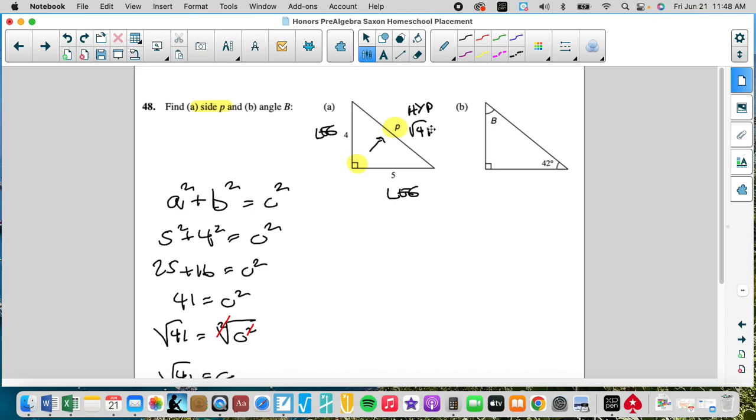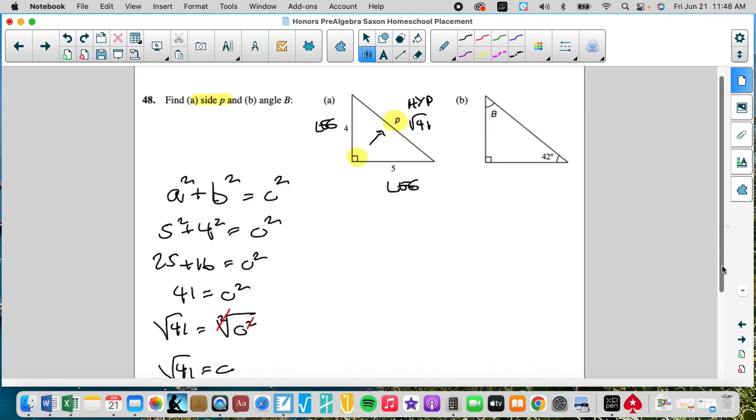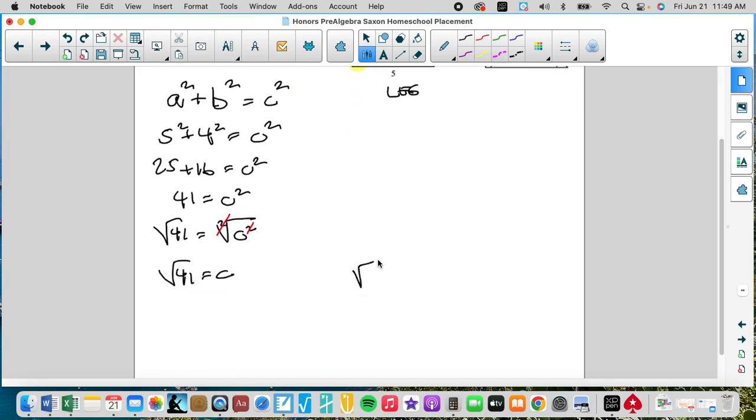And that's going to be between 6 and 7. If you wanted to find a decimal value, we could do that decimal trick. You want to try it? Yeah, let's try it. 41, so the square root of 36 equals 6. So we're going to subtract 36 from 41, that's 5. So 5 over 12.